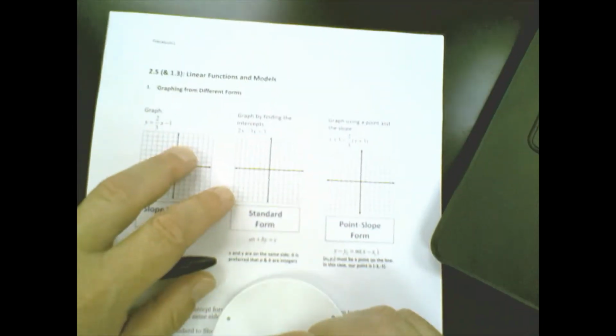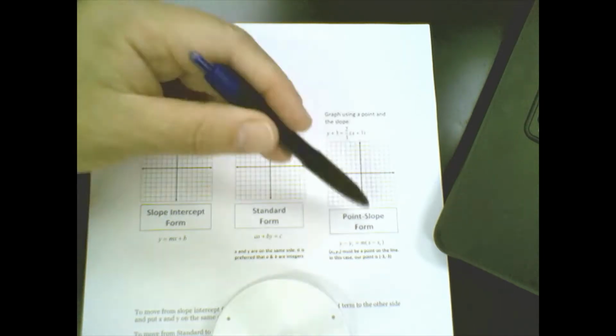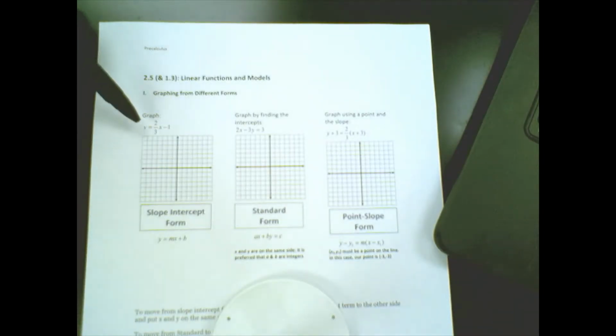So there are three different ways in which we can represent the equation of a line: slope-intercept form, standard form, point-slope form. And so we have three equations here. You're going to find out that they all represent the exact same line.